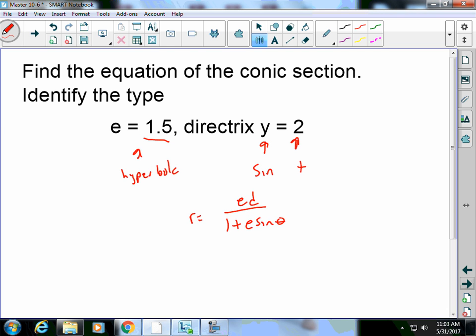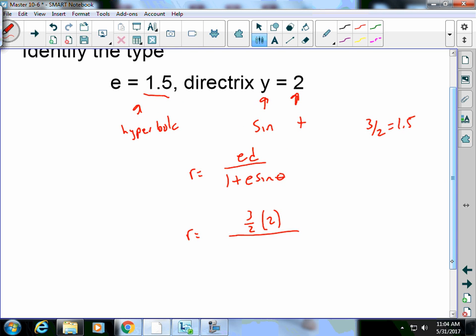So again, I plug it in. R is equal to, well, 1.5 is the same thing as 3 halves, right? So we're going to write that as 3 halves. My d is a 2. And then we have 1 plus 3 halves sine theta. All right. So that cleans up nicely to 3 over 1 plus 3 halves sine theta.